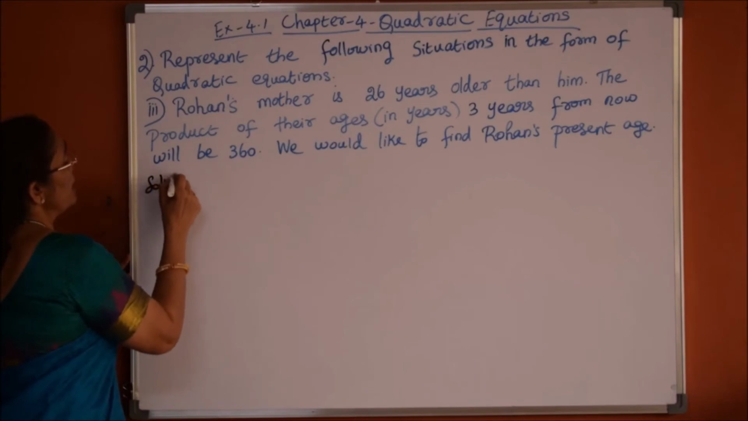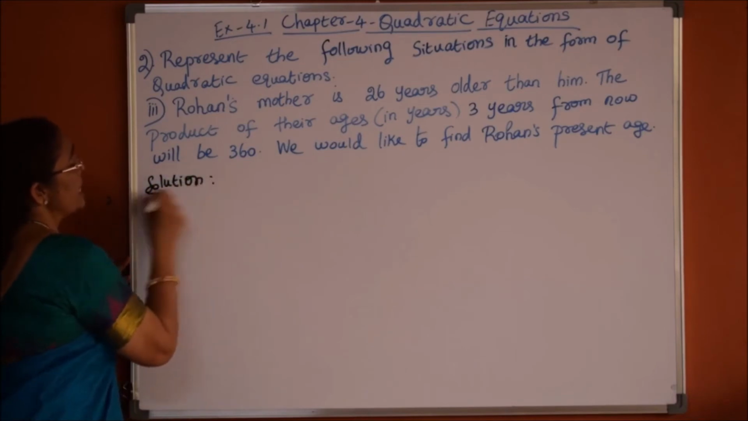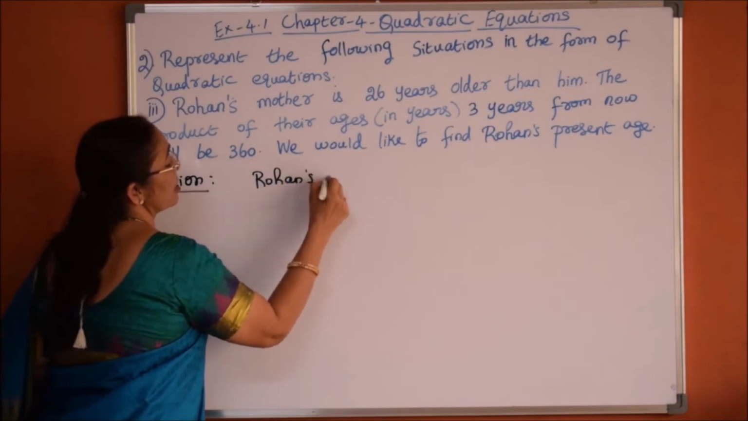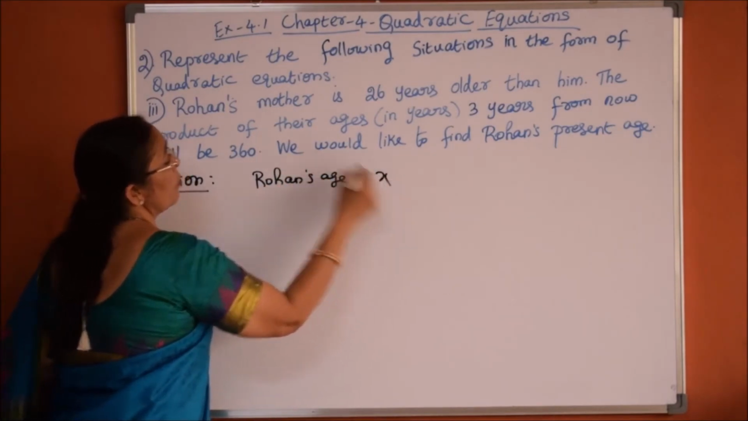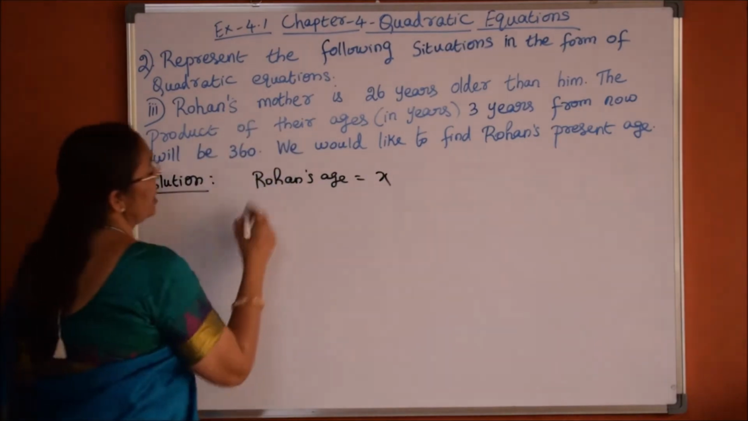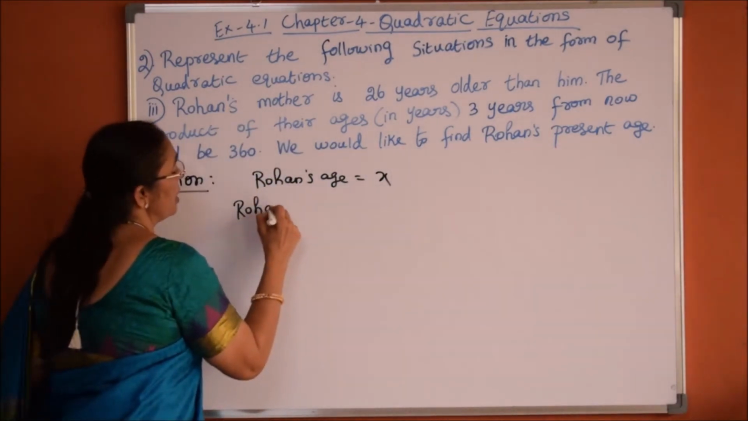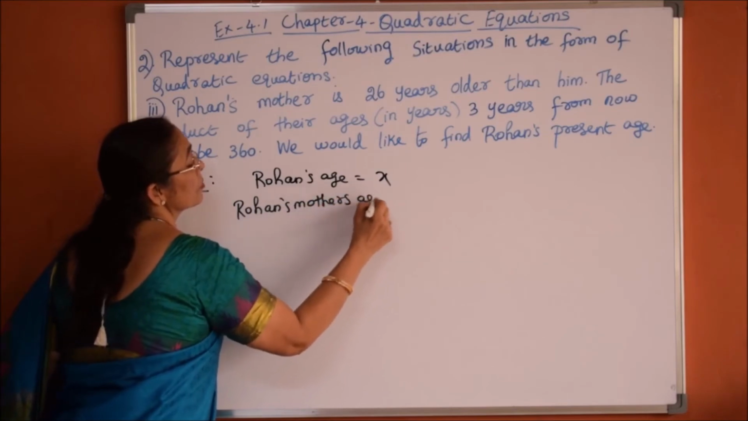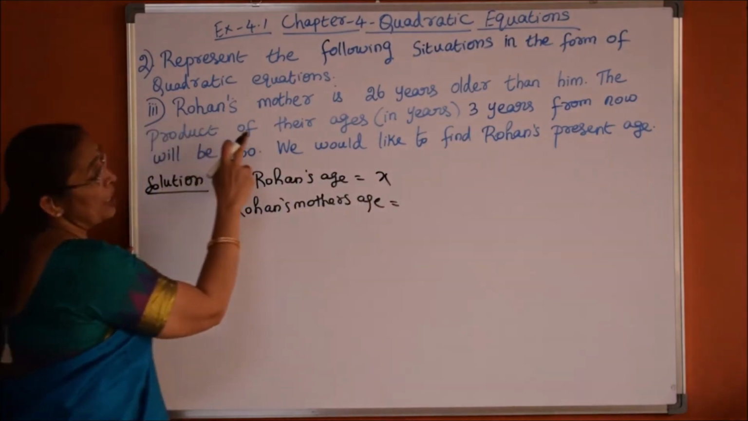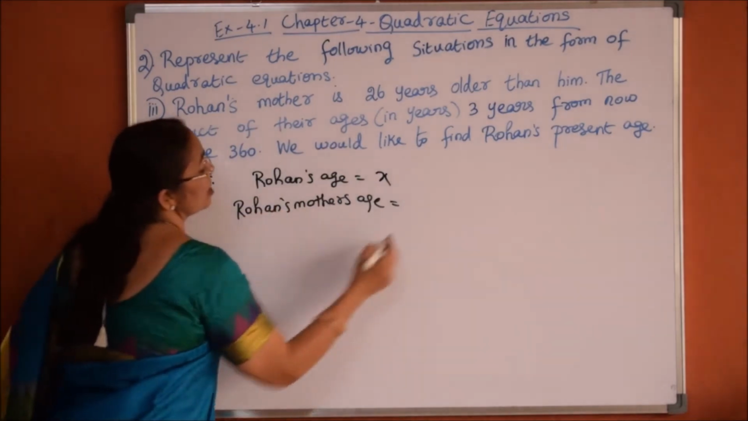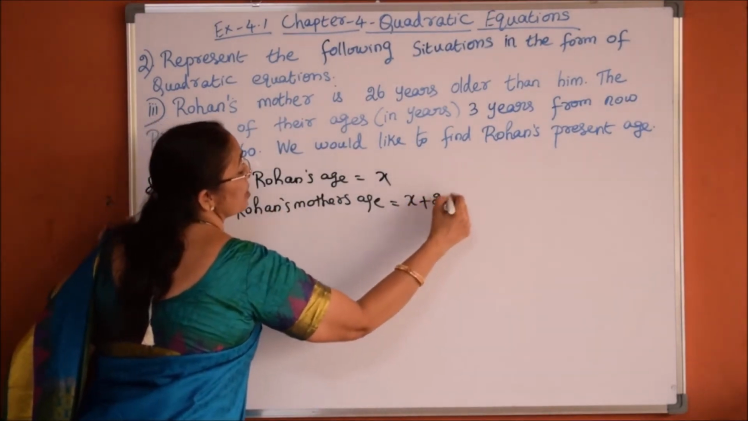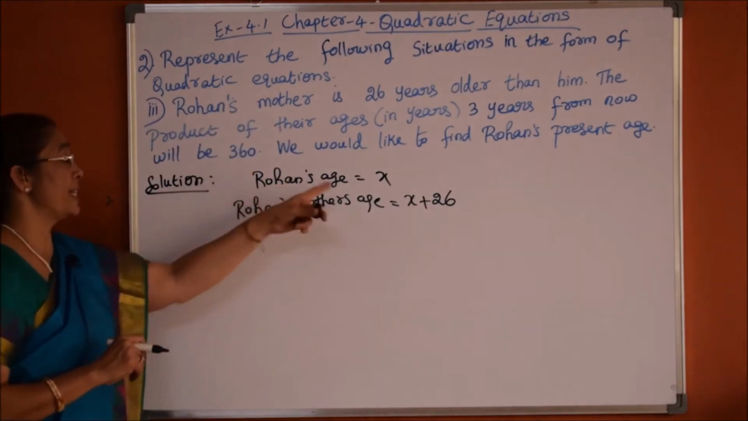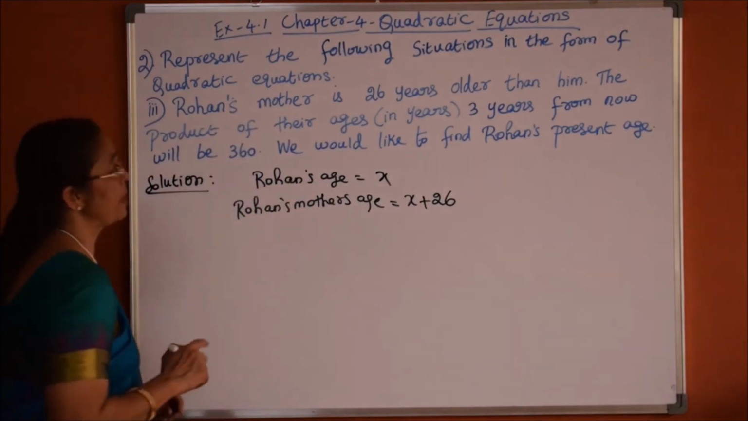So, we will consider Rohan's age as x. So, let Rohan's age be x. What will be Rohan's mother's age? How many years is she older than her son? 26 years. So, x plus 26. So, for the first sentence, we considered Rohan's age as x and Rohan's mother's age as x plus 26.